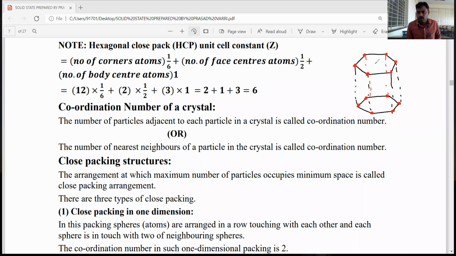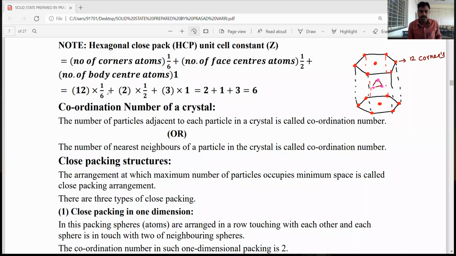And above, the hexagon face center. On the top layer, in the middle of the hexagon, 1 atom, and at the bottom of the hexagon, 1 atom will be present. And in the middle of the hexagon, 3 atoms are present, the body centers. Okay, so in the body center 3 atoms are present. Like so, here these 12 corners are present.